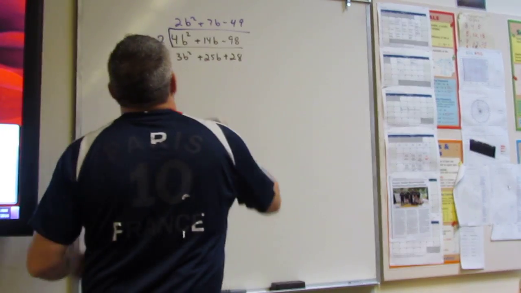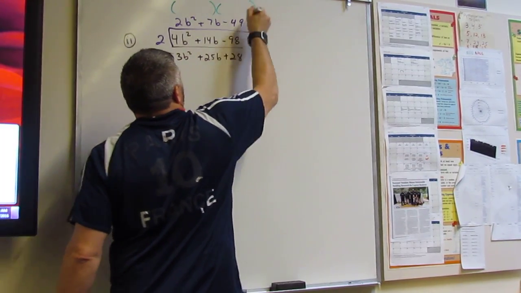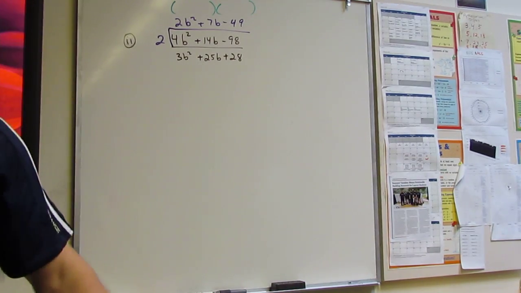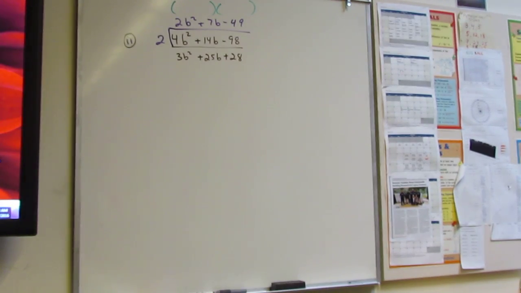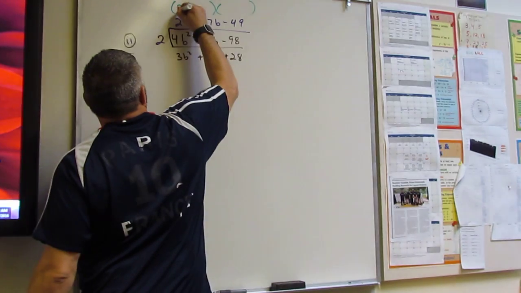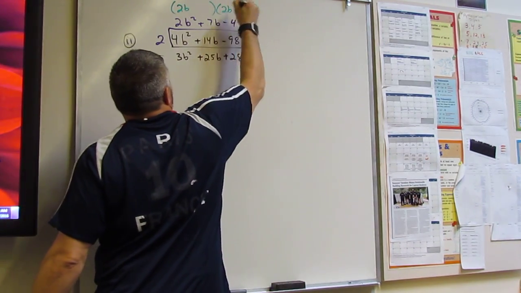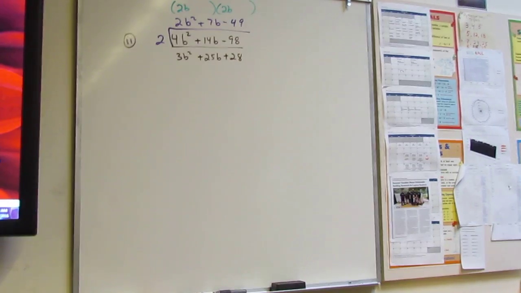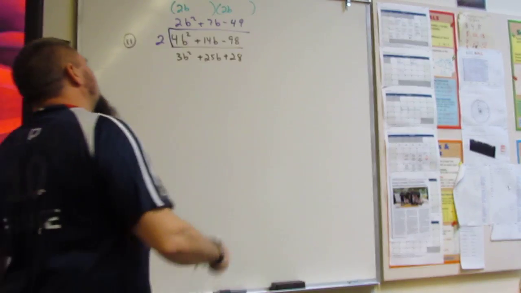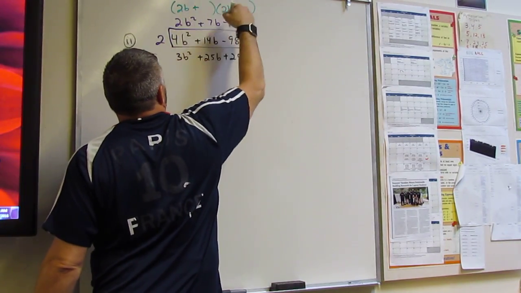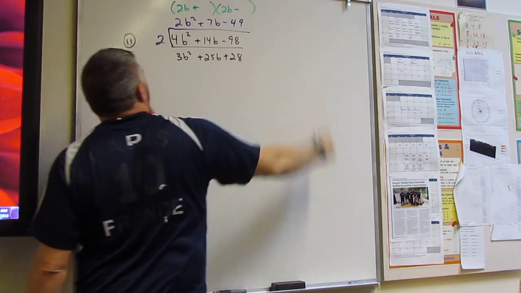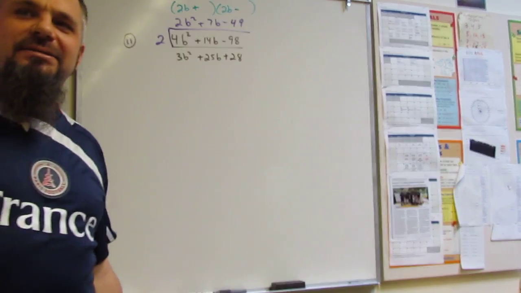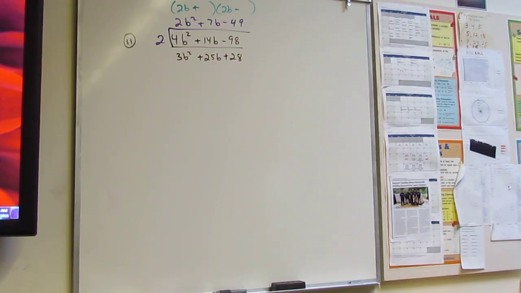Alright, now I've got to break this apart, right? So what goes in each one? 2b and b. Which sign goes up here? Plus and plus. Plus and a minus, a difference. Good.